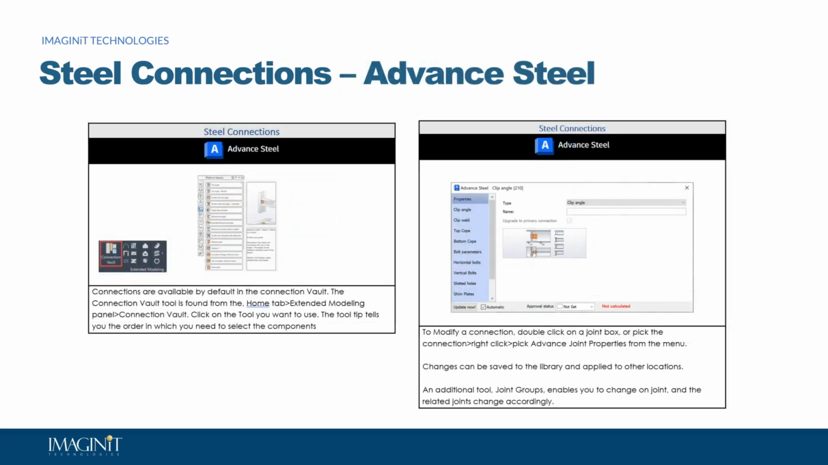Okay, in Advanced Steel, it's a bit different. I have the connection vault. I don't have to load anything in, it's there. It's ready to go. But through here, when I put a connection on, it's going to open up the macro dialog box, and I go through all these choices, and then I can save this to a library that I can use in other Advanced Steel projects or new projects.